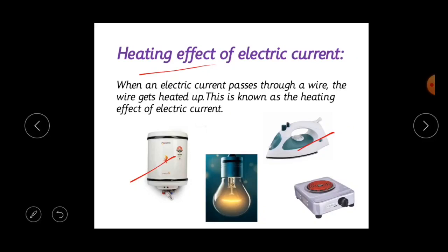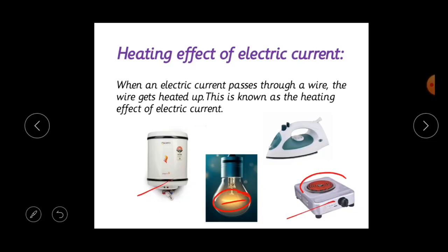So copper does not get heated much due to its low resistance. On the other hand, a thin wire of tungsten, you have to remember this, a thin wire of tungsten or nichrome gets heated up quickly due to its high resistance. Therefore, a tungsten wire is used in the filament of a bulb. Nichrome is used as a heating element in household and industrial heating appliances such as electric geysers, electric toasters, and electric stoves.